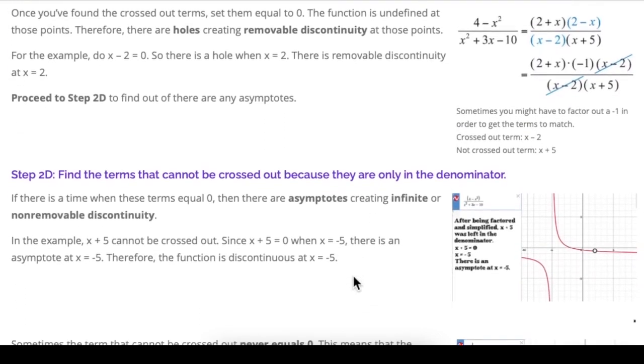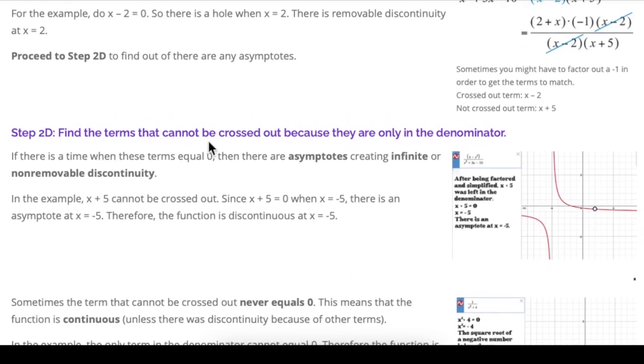Now you need to go to step 2d. You need to find the terms that cannot be crossed out because these are only in the denominator, right? So that would be like these black terms, they cannot be crossed out. If there is a time when these terms equal 0, then there are asymptotes creating infinite or non-removable discontinuity. You can see right here there's an asymptote at x equals -5 because that is when this black number right here was equal to 0.